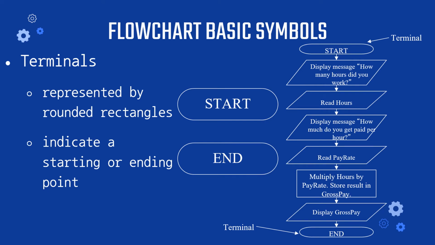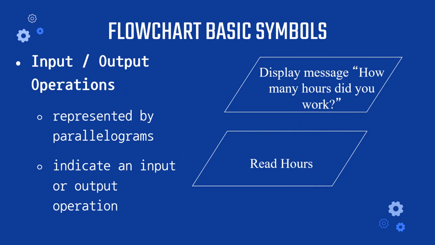So, meron po tayong mga flowchart basic symbols. Number 1 po is the terminal. It is represented by rounded rectangles or tinatawag ding oval. It indicates a starting or ending point. So, lahat po ng mga flowcharts na gagawin nyo, kailangan meron po tayong start at saka end. So, madali lang naman tong terminal kasi nasa start at saka end. So, ang symbol po ng start at end is oval or rounded rectangles.